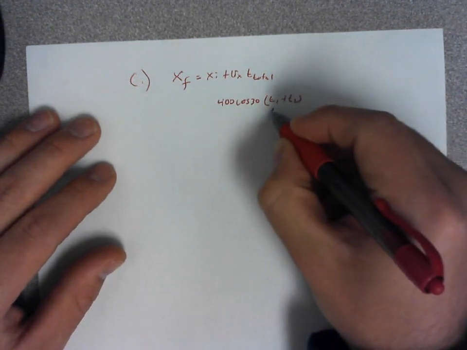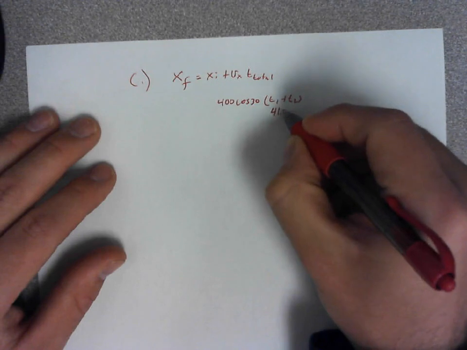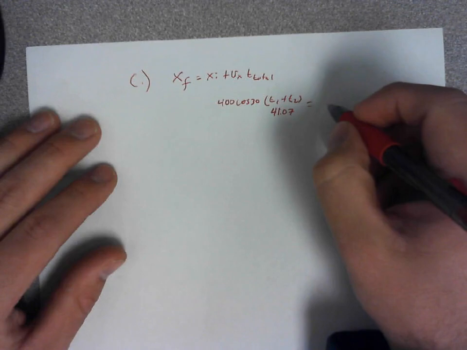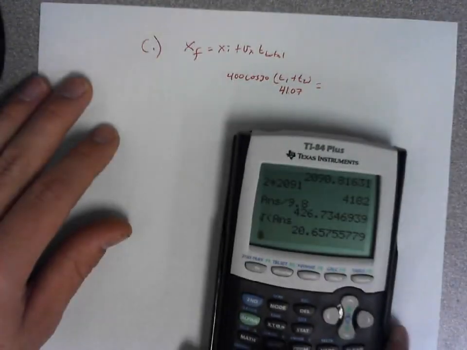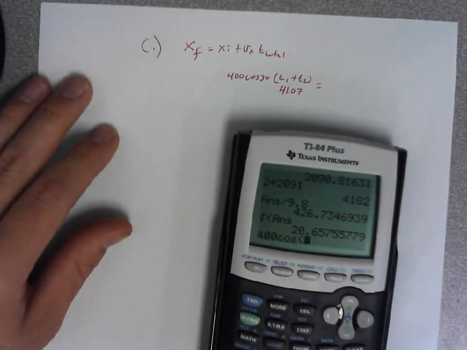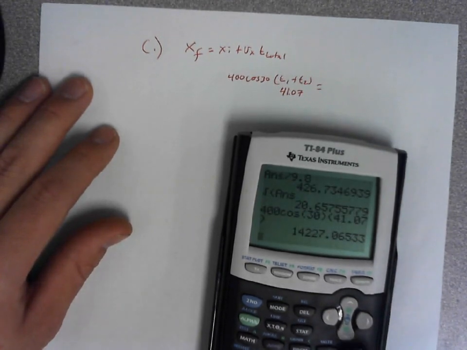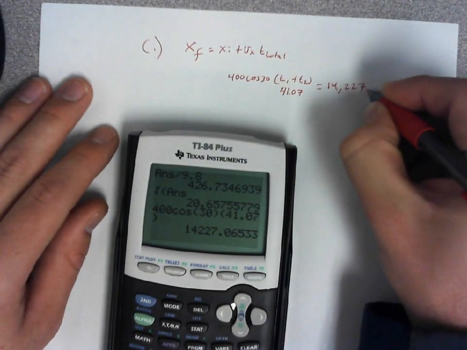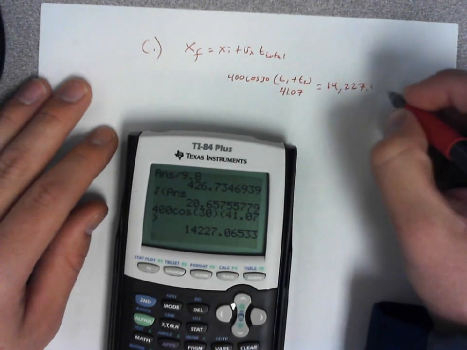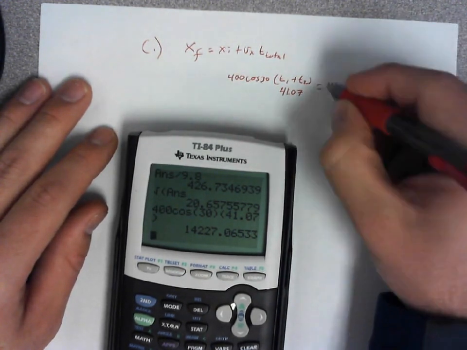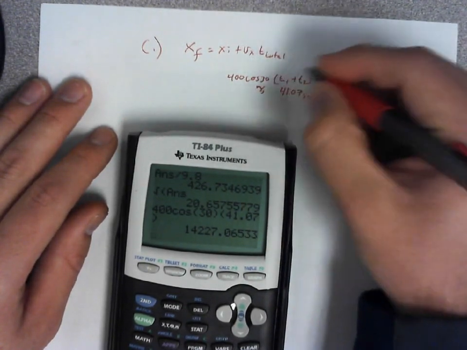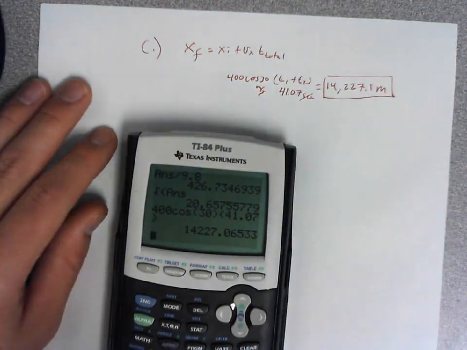That equaled our answer to number B, or letter B, and that's 41.07. Okay, so you times those two together. Let's see what we get. Okay, and you're going to get 14,227.1 meters, not feet. This is in seconds. This is meters per second. The seconds cancel, leaving you with just meters.